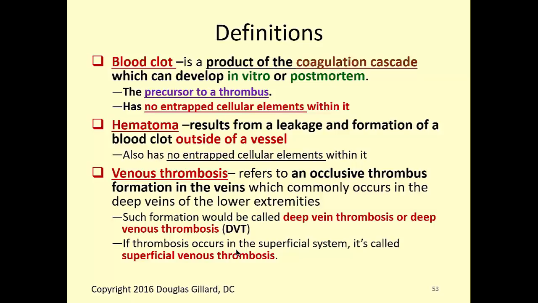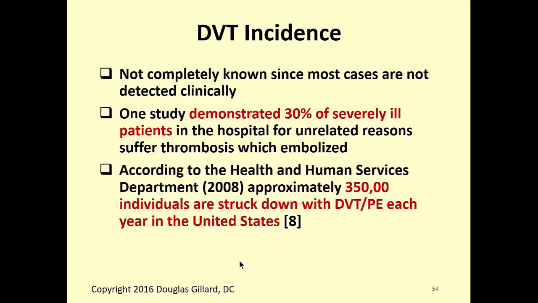Venous thrombosis refers to an occlusive thrombus formation in a vein, which commonly occurs in deep veins of the lower extremities. So venous thrombosis is the big one. These thrombus formations can be deadly, right? They can break loose and embolize. But such formations would always be called deep vein thrombosis or deep venous thrombosis or DVT. If the thrombus occurs in the superficial system, then it's called a superficial venous thrombosis or SVT. Not nearly as clinically concerning.